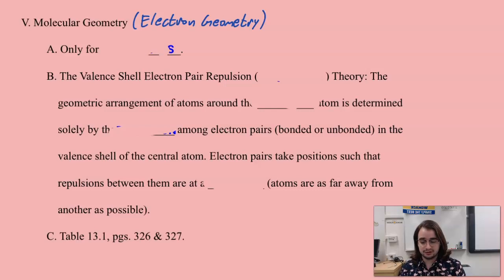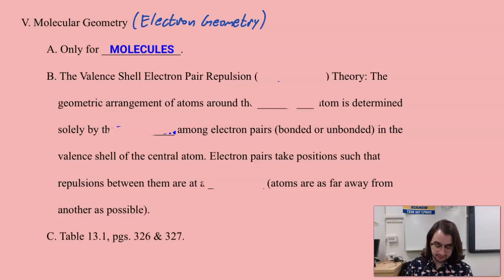Molecular or electron geometry are both terms that are only applicable for molecules. They are not applicable for anything else. We're not talking about ionic compounds here. We are only talking about molecules. Okay? Now, when we're talking about molecular geometry, we want to talk about something called the valence shell electron pair repulsion theory. This is called VSEPR, is the abbreviation for this.